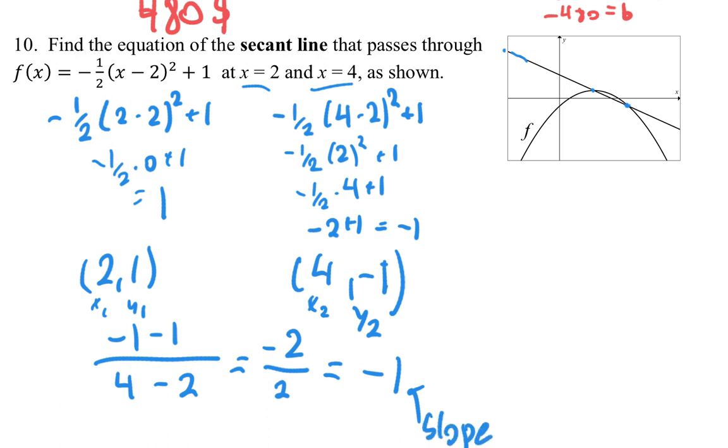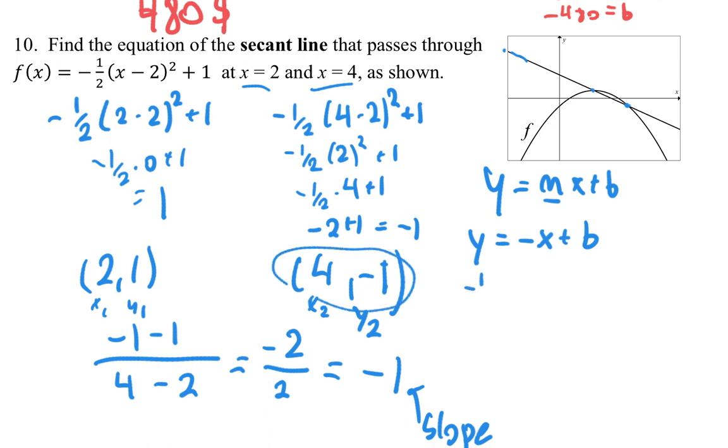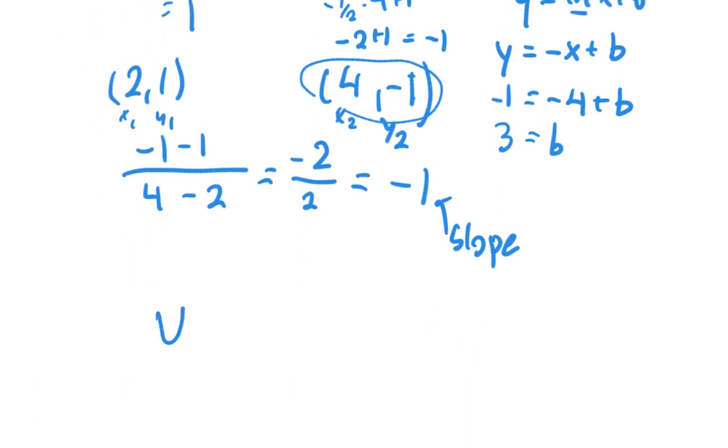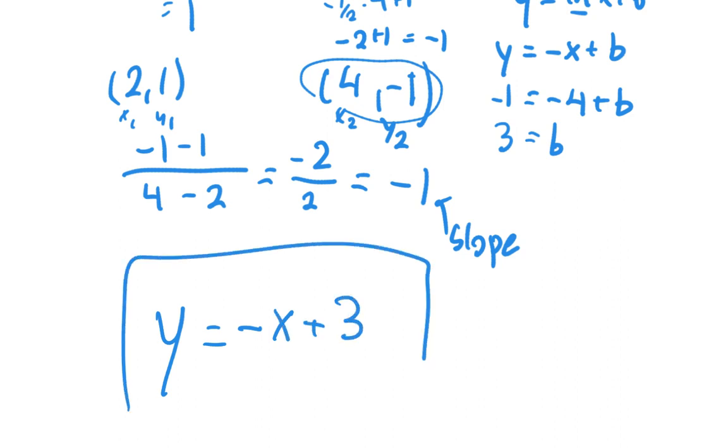So going back to the equation of a line, y equals mx plus b. M is our slope. We just found that. So that means we know it's going to be y equals -x plus b. Now to find b, we can just use either of our 2 points that we found. So I'll use this one. So that means that -1 is going to equal -4 plus a b value. Well, I can add the 4 over, get 3 equals b. So that means that the equation of the secant line is going to be y equals -x, because -1 times x is the same thing as just -x, plus 3. And then we're done.